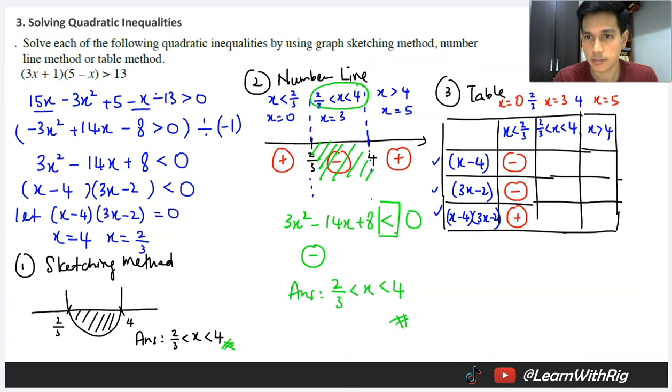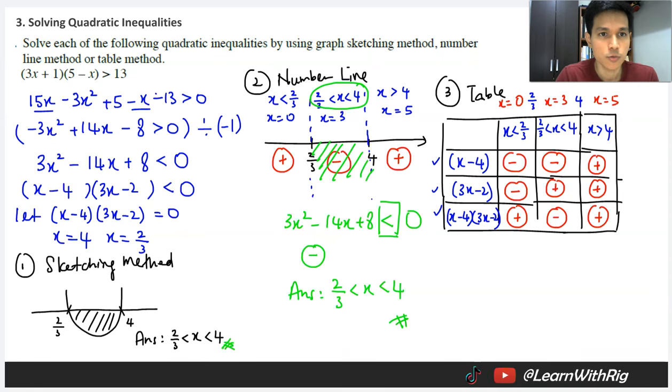Okay, next, x equals 3. 3 minus 4, you get a negative value. 3 times 3, 9 minus 2, you get a positive value. So negative times positive, you get negative. Next, x equals 5. 5 minus 4, you get a positive value. 5 times 3 minus 2, you get a positive value. So positive times positive, you get a positive as well.